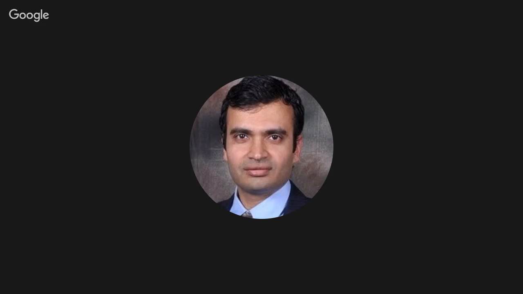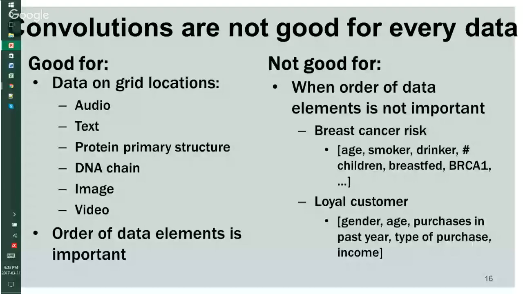Now, for protein and DNA structures that I mentioned, people don't use CNNs anymore. They use LSTMs, but before LSTMs, CNNs could have also been used. They would have been better than any other kind of models that were used. So the order of data elements is important. Only then are convolutions useful.